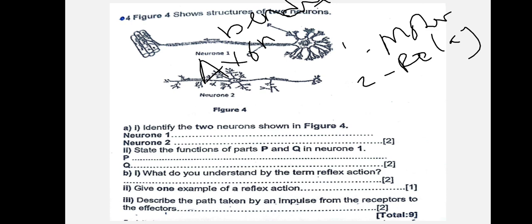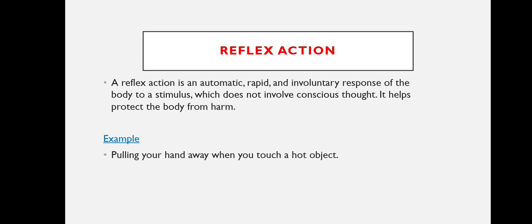In some instances, when something dirty has entered your eye, there is that reflex action whereby tears start dropping. Those are some of the examples of reflex action. So just to strengthen your understanding of reflex action and the examples, let's look at the diagram which represents reflex action. A reflex action is an automatic, rapid, and involuntary response of the body to a stimulus, which does not involve conscious thought.